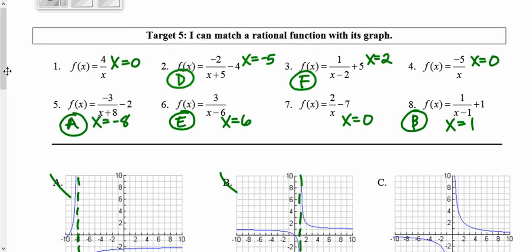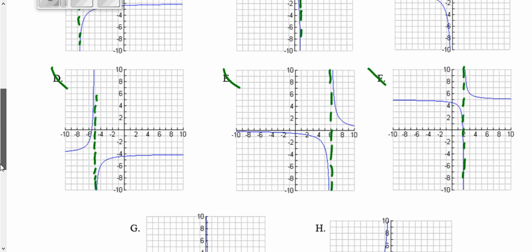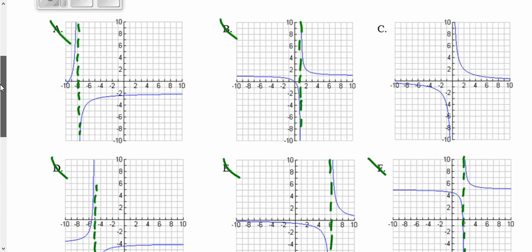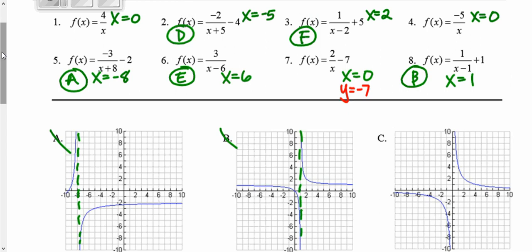So let's take a look at the 3 equations that remain. Of those 3 equations, the only one that has a different horizontal asymptote is 7. And 7 has a horizontal asymptote of -7. So of the 3 that are remaining, I'm going to look at which one has a horizontal asymptote at -7. So that looks like that would be G. Now the 2 remaining graphs, there's a few things you can do.